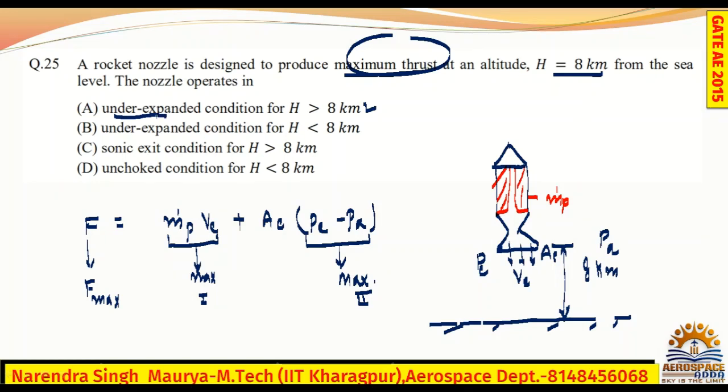What is the under expanded condition? What is the meaning of the sonic exit? Sonic exit is the choking condition. Choked means Mach 1. Okay. So we'll check whether it is under expanded condition, greater than 8 kilometer or not. If it is under expanded condition, then option A will be correct.